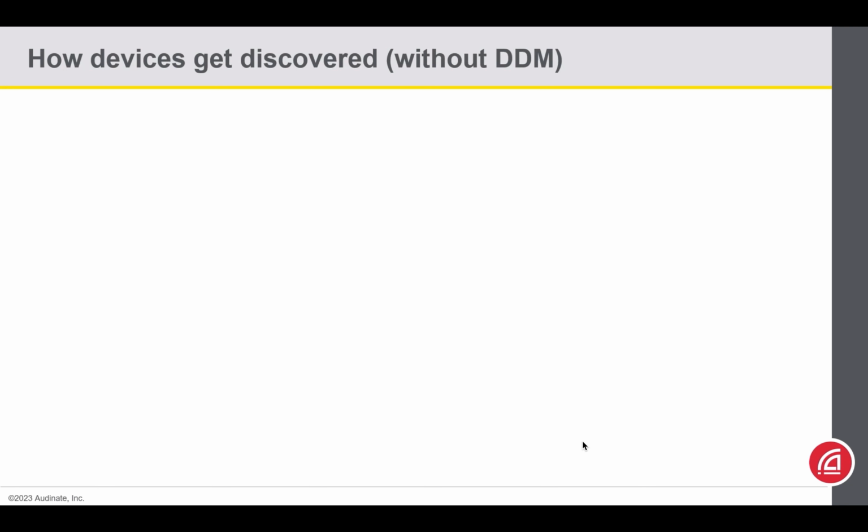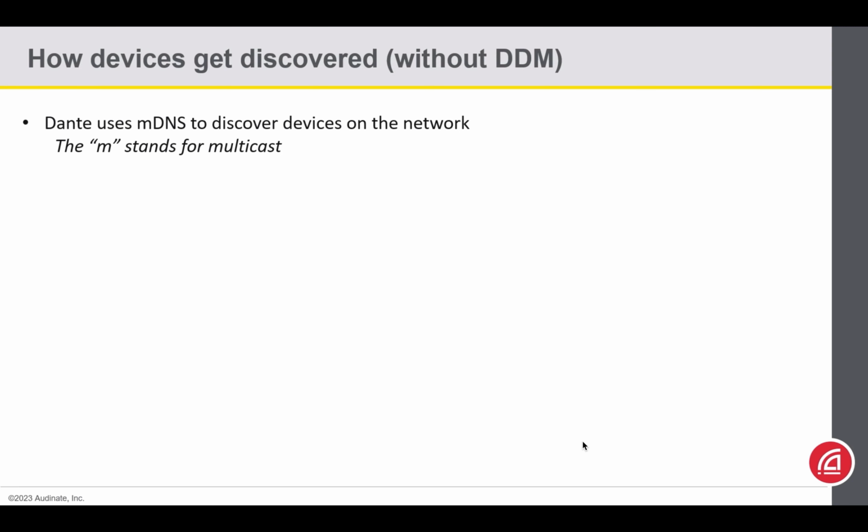If you remember in the Dante certification Level 3, we talked about the different types of network traffic that help with varying functions like discovery. Let's recap some of that. In a single subnet environment, Dante uses a protocol called mDNS. The m stands for multicast. This is a fairly simple concept.